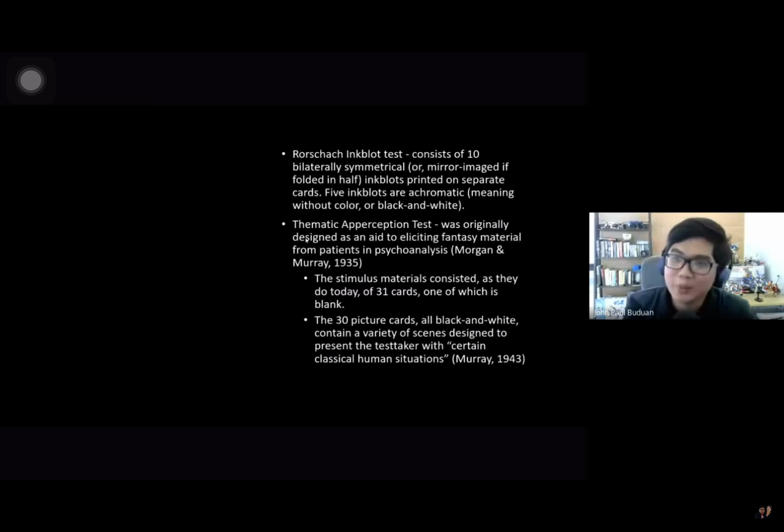So, ang pinakasikat na projective method technique is yung Rorschach ink blot test na palagay ko is nakita nyo na sa internet na gumagalaw. No? I mean, gumagalaw, na nagkalat. So, they are ink blots. So, 5 ink blots are achromatic, minsan without color or black or white. And then the rest have colors. So, yung Rorschach ink blot test, basically, papakita yung ink blot and then tatanungin yung client, what do you see in this picture? Okay? So, yun yung process niya.